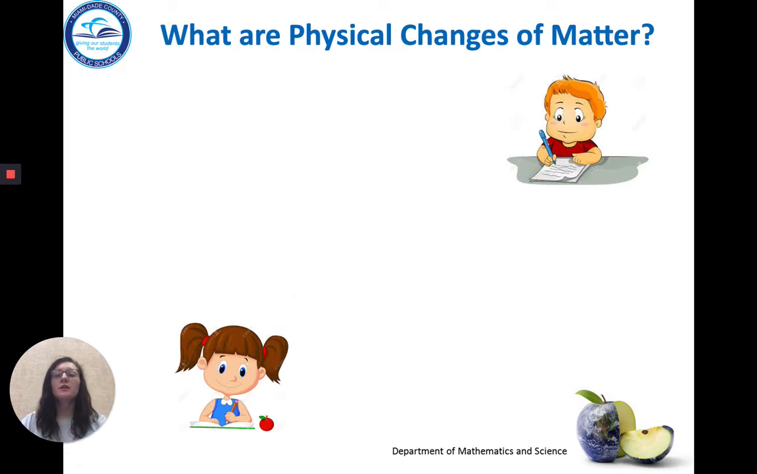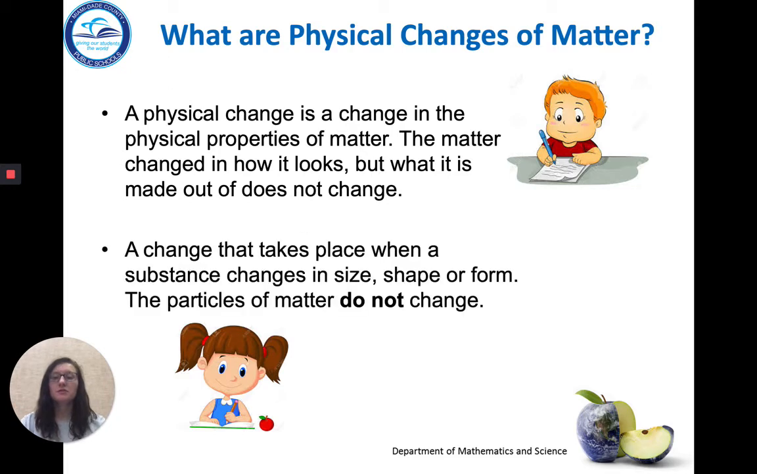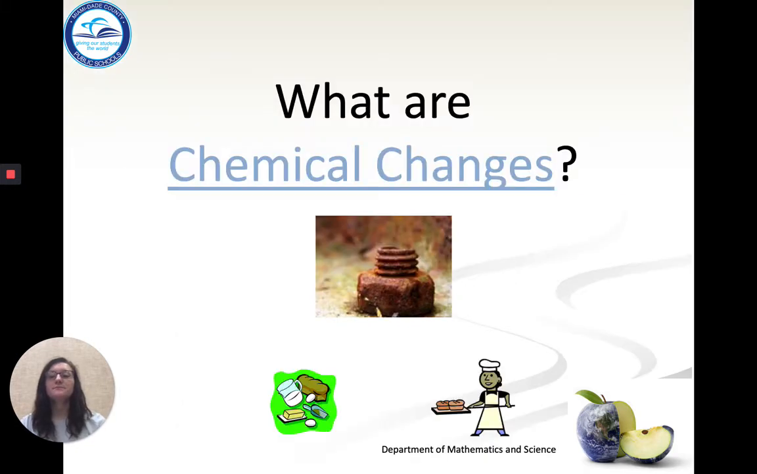All right, so what are physical changes of matter? So a physical change is a change in the physical properties of matter. So the matter changed in how it looks, but what it is made out of does not change. So a change that takes place when a substance changes in size, shape, or form. So the particles of matter itself do not change.